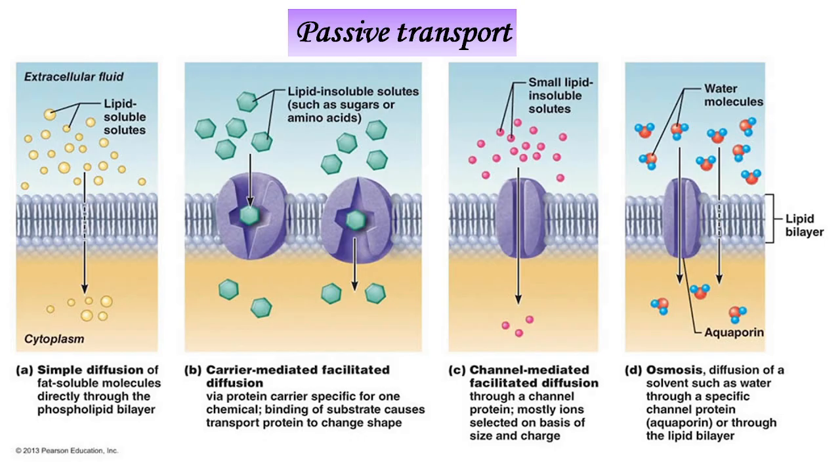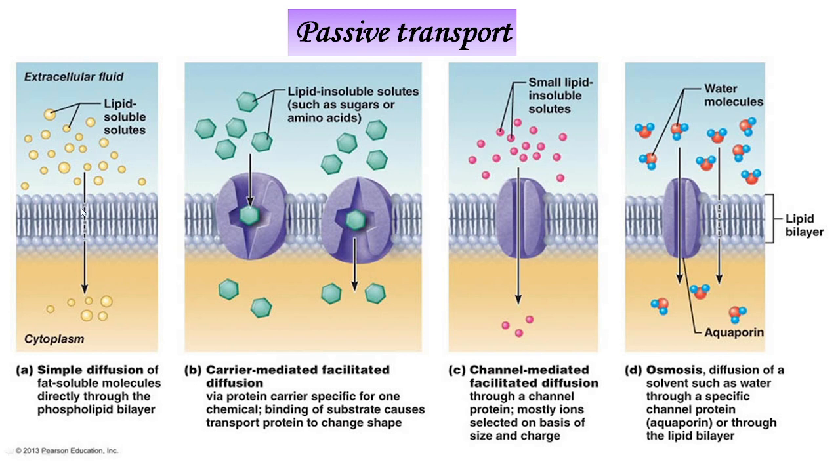Hello, good evening. This is a slide which explains the functions of the plasma membrane. The plasma membrane has two types of transport functions: the passive transport mechanism and the active transport mechanism. And this particular slide explains the passive transport mechanism.